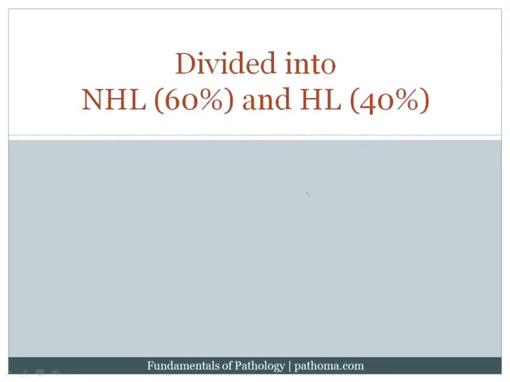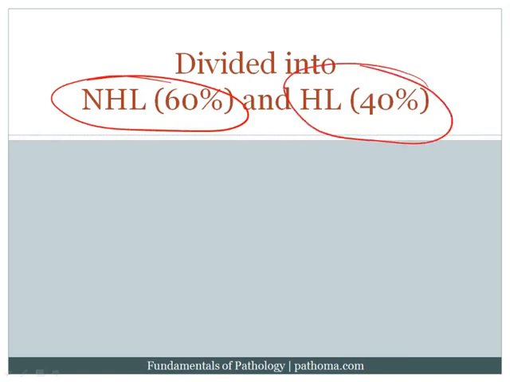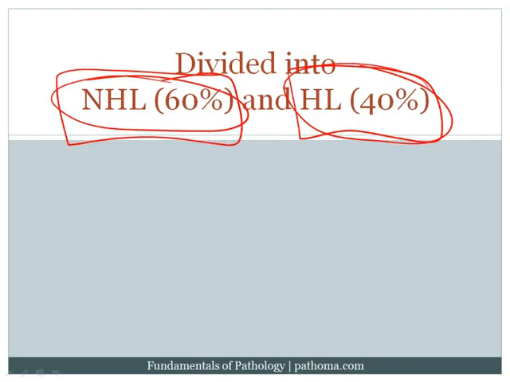When we think about lymphoma generally, we should remind ourselves that lymphoma can be divided into non-Hodgkin's lymphoma, which is the more common type, and Hodgkin's lymphoma, which is still relatively common. We will talk in more detail about Hodgkin's lymphoma a little later on, and so at this point what I'm going to do is simply focus on the non-Hodgkin's lymphomas.